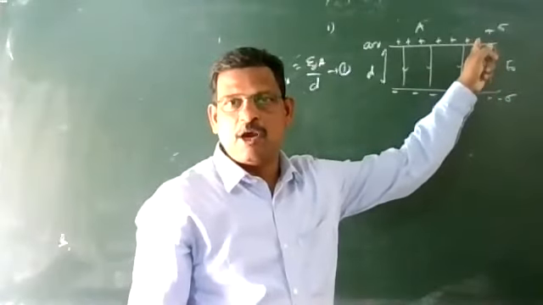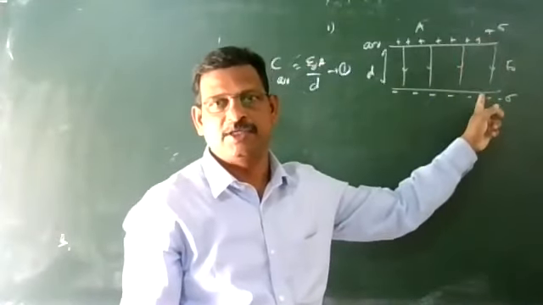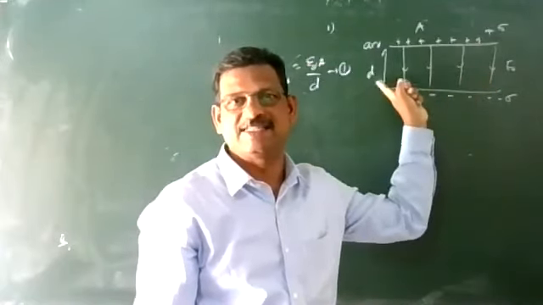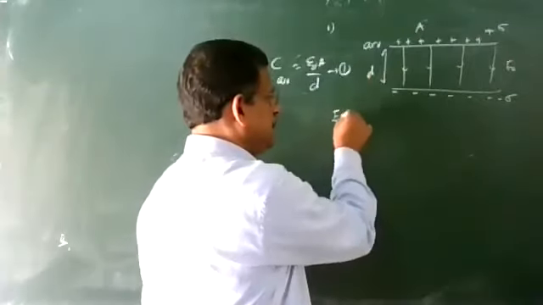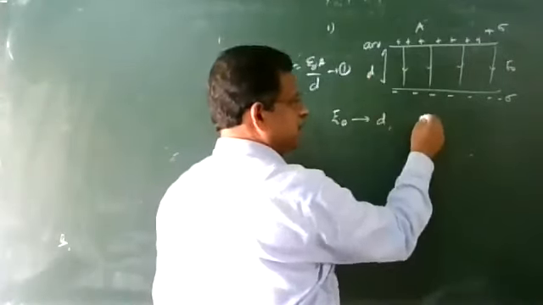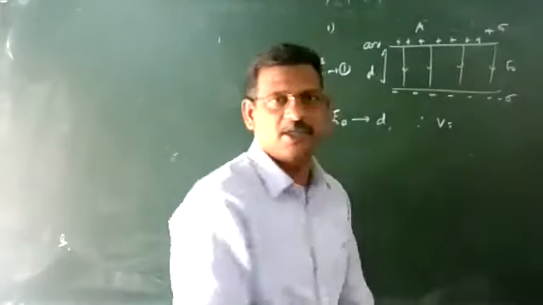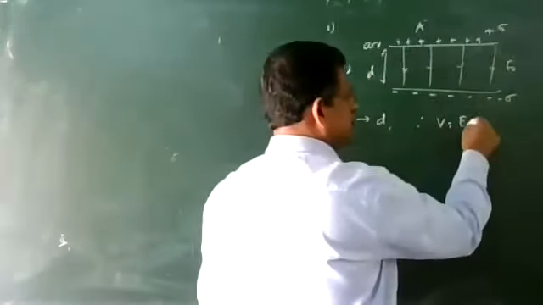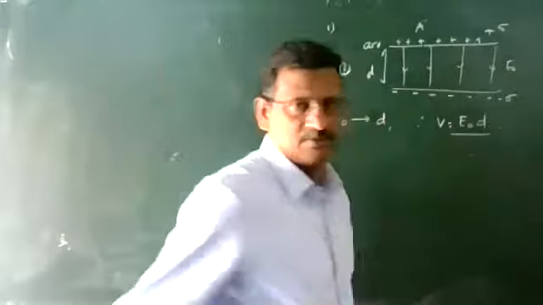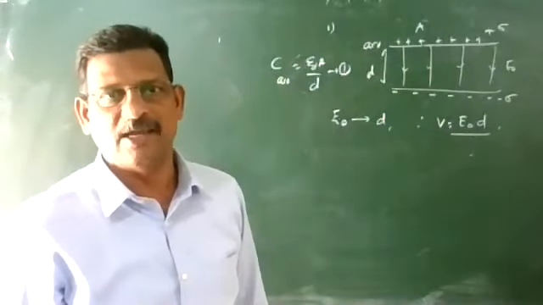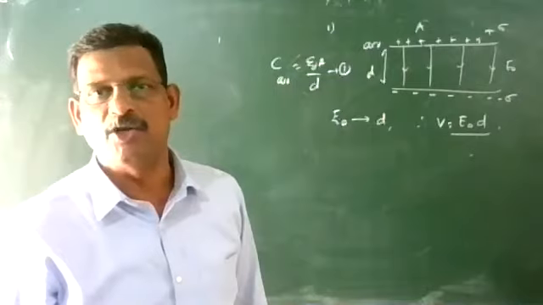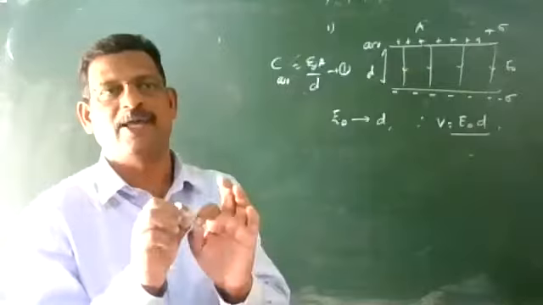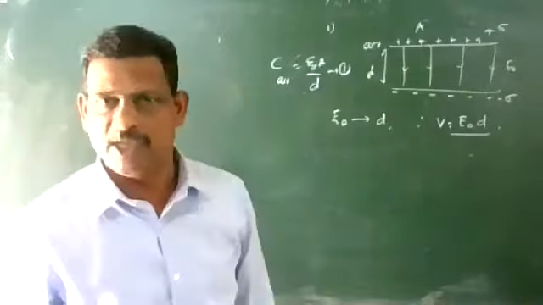Here the electric field exists from the top plate to the bottom plate, over a distance D. If you are asked to find the potential difference between the two plates, you first find the electric field in the system. Potential difference between the plates is V equal to E naught into D. This is case 1.